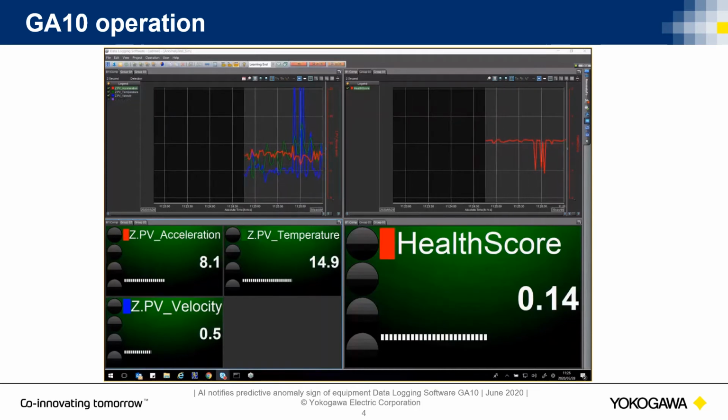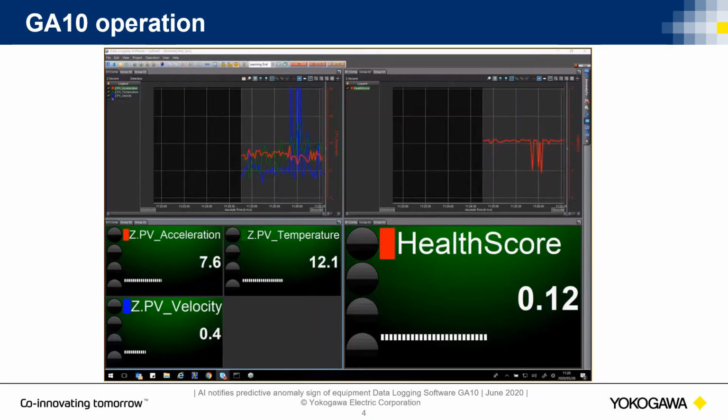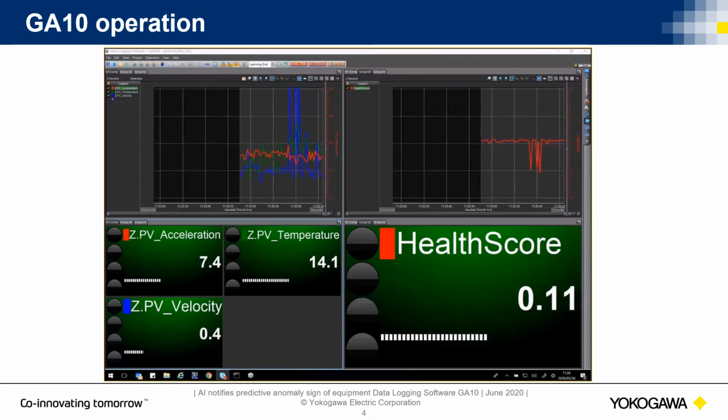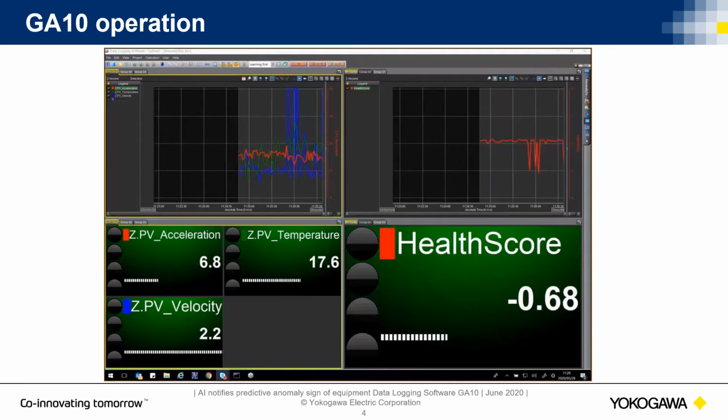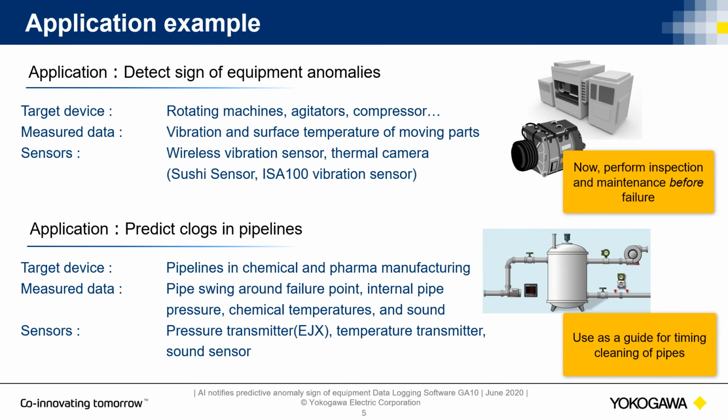Also, when an anomaly is detected, the monitor is highlighted in yellow, and the user can easily recognize that an anomaly is happening. Like this, GA10 lets you know the sign of anomalies in facilities. This feature is useful for detecting abnormal signs in equipment and diagnosing clogs in pipes.